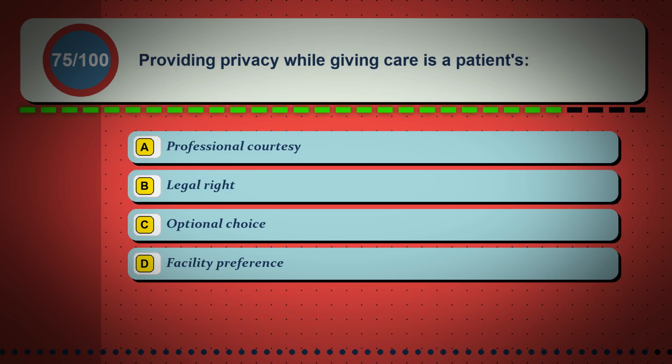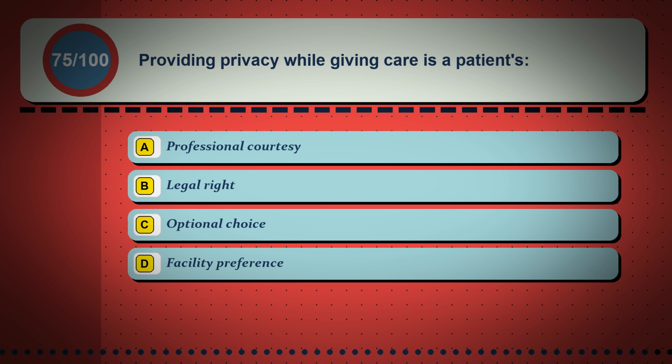Question 75. Providing privacy while giving care is a patient's. Option A, professional courtesy. Option B, legal right. Option C, optional choice. Option D, a facility preference.